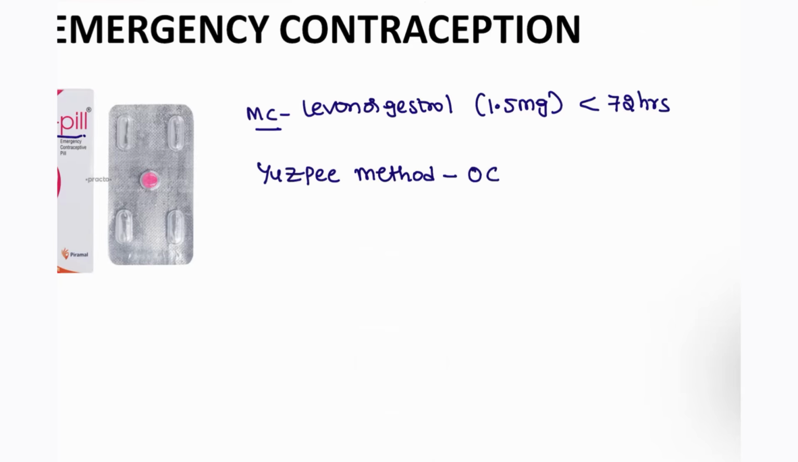So in this, you are going to take the OCP, and OCP consists of ethinylestradiol and levonorgestrel. How are you going to take it? You take 2 tablets on day 1, and 12 hours after, on the same day, you take another 2 tablets. So 4 tablets are taken as the Yuzpe method.